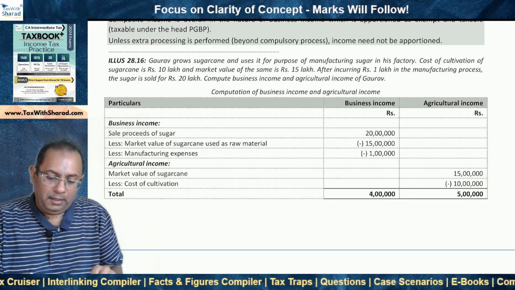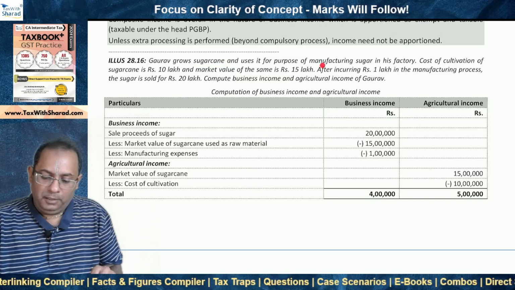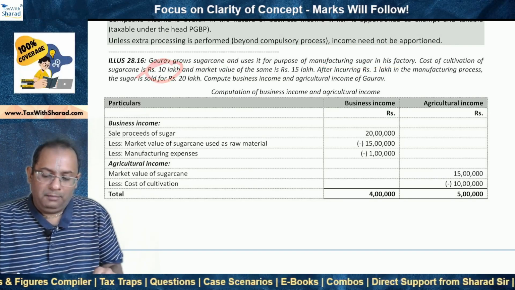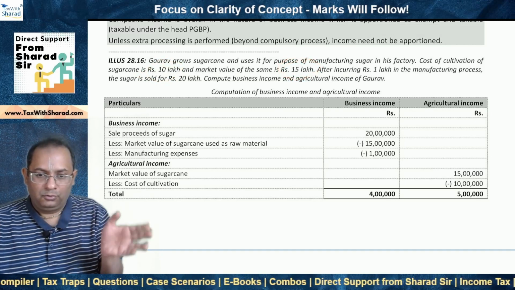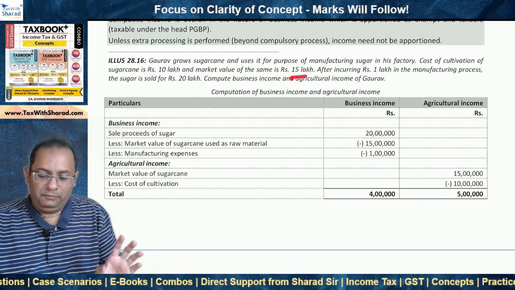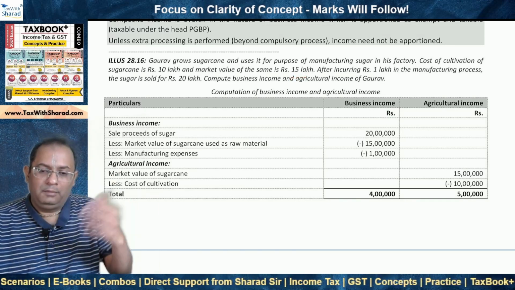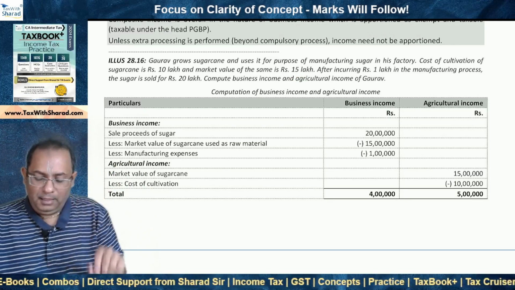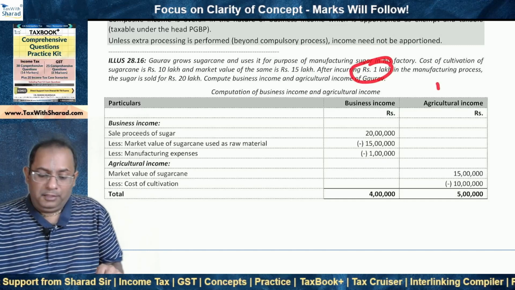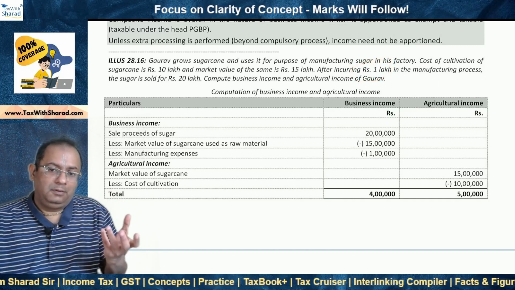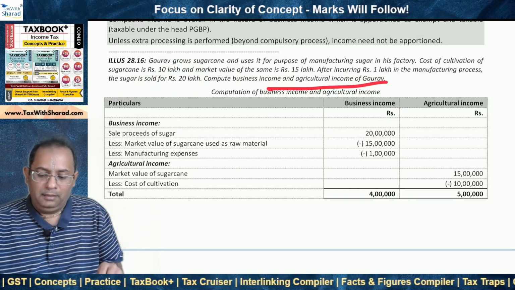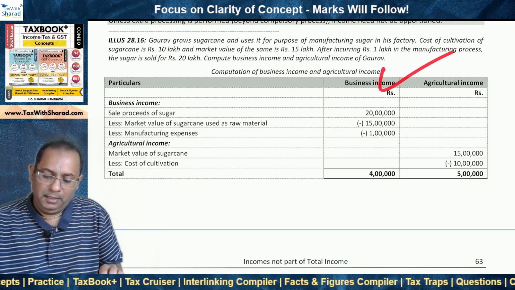Gaurav grows sugarcane and uses it for the purpose of manufacturing sugar in his factory. Cost of cultivation of sugarcane is 10 lakh and market value of the same is 15 lakh. It is not sold, it is used in the manufacture of sugar, but the market value is rupees 15 lakh. If it was sold in the market, Gaurav would have generated 15 lakh as sale proceeds. Now, after incurring 1 lakh in the manufacturing processes, he gets sugar, which is then sold for 20 lakh. Compute the business income and agricultural income of Gaurav. Business income and agricultural income.